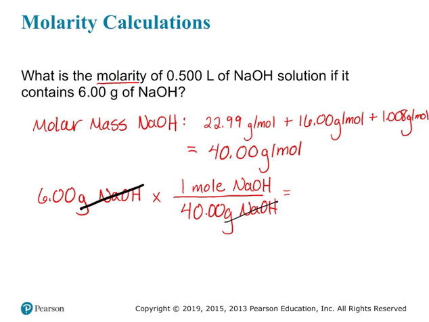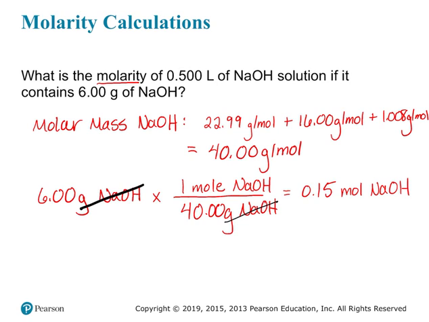All right, so I got 0.15 moles of NaOH. All right, and that makes sense because usually we have a pretty small amount of moles when we're doing these types of calculations.